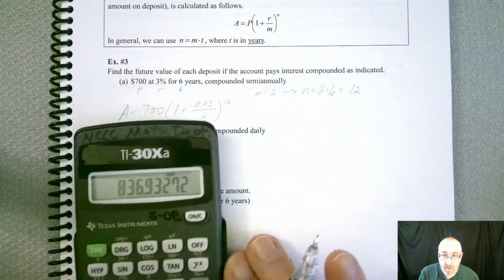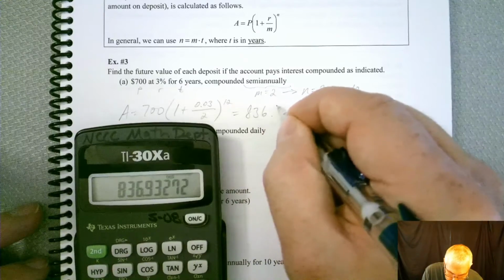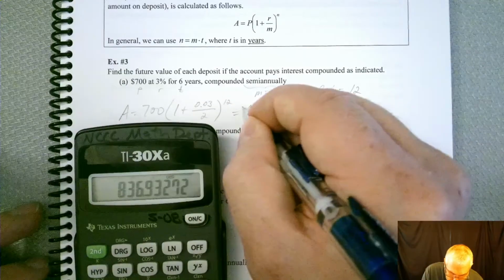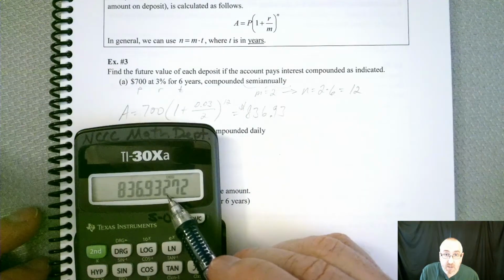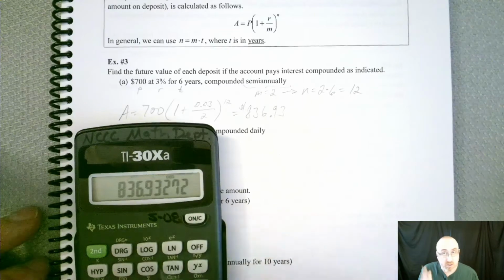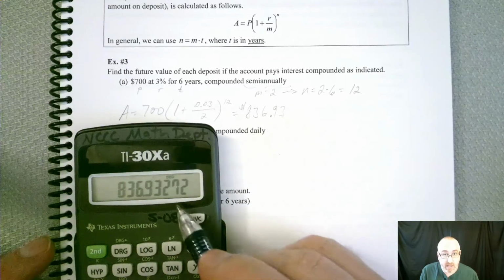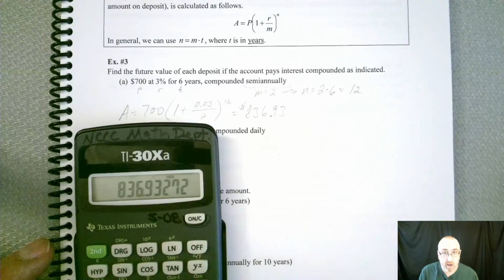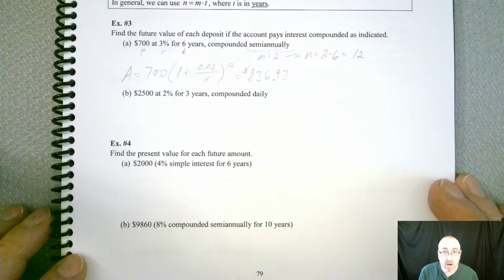836.93. Now remember, if this had been a 5 or a 6 after the 3, we would have rounded that up to 94 cents. So don't just chop it off, round it up or down depending on what the third digit is here. So be careful, don't be lazy. All right, let's try another one.